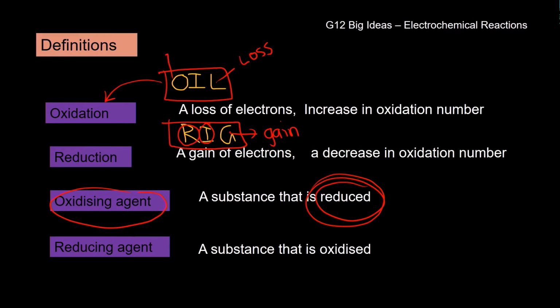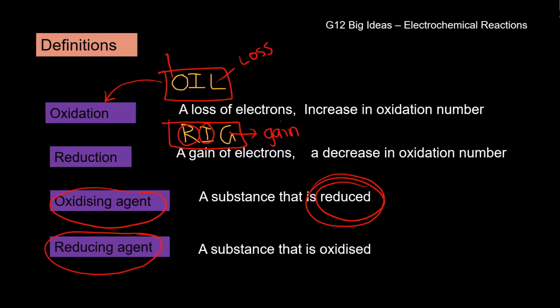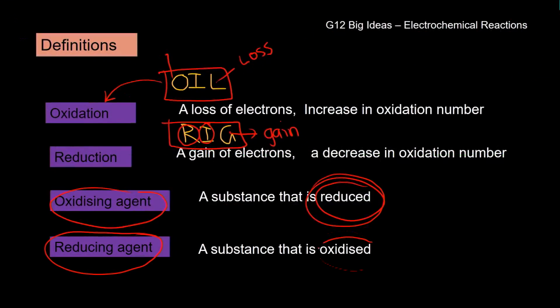The opposite applies for the reducing agent. What is the reducing agent? The reducing agent is going to aid reduction. It's going to help reduction. And how does it help reduction? It helps by giving the electrons. So it's the substance which is oxidized.